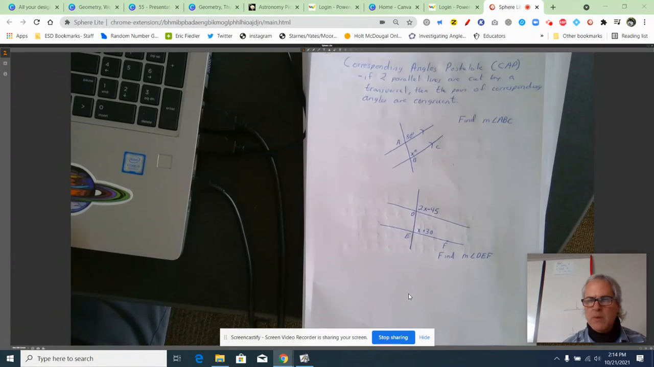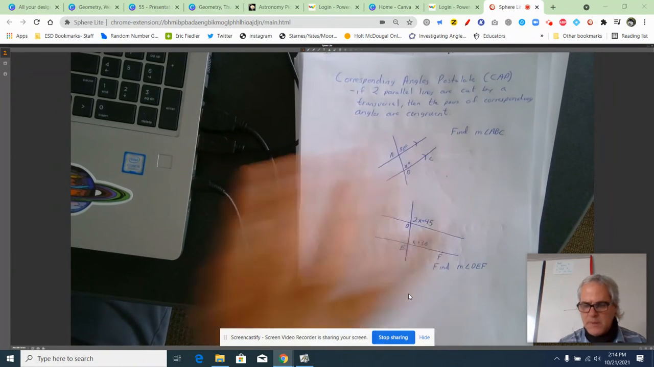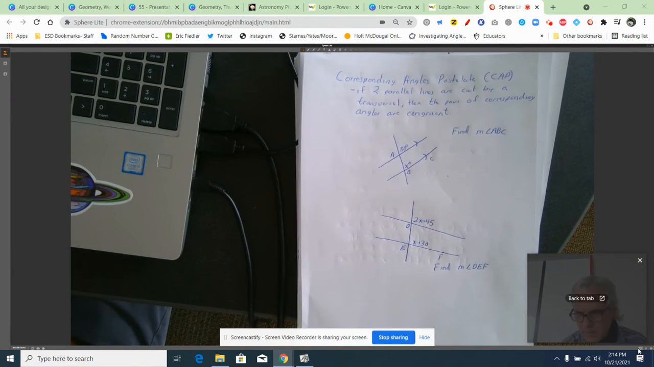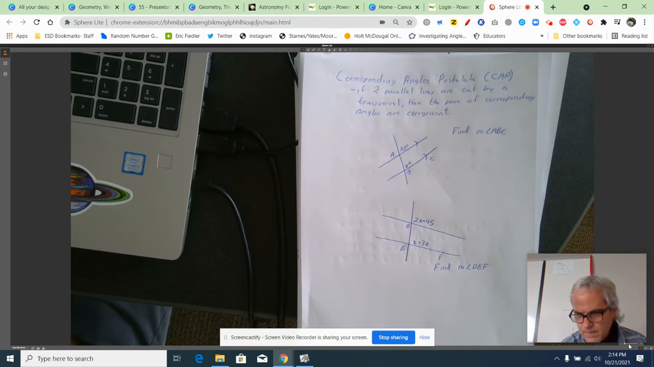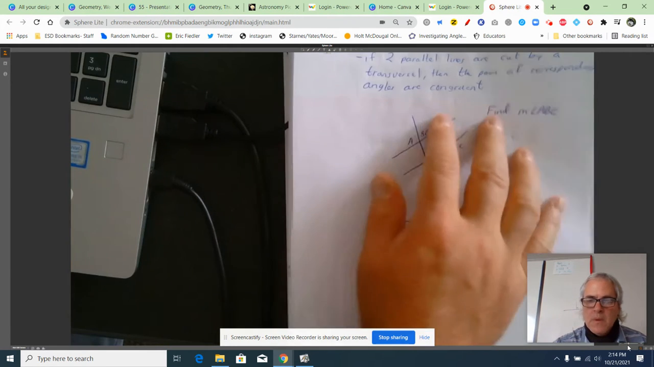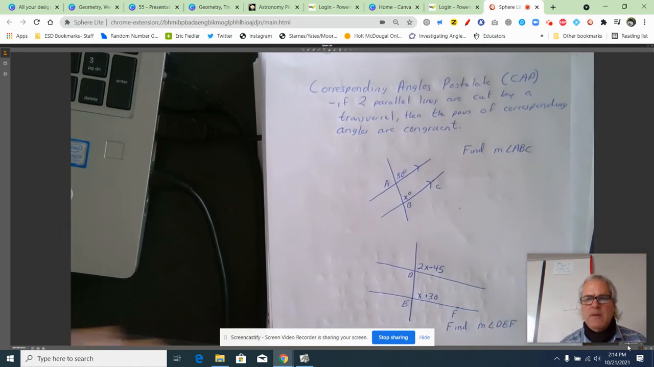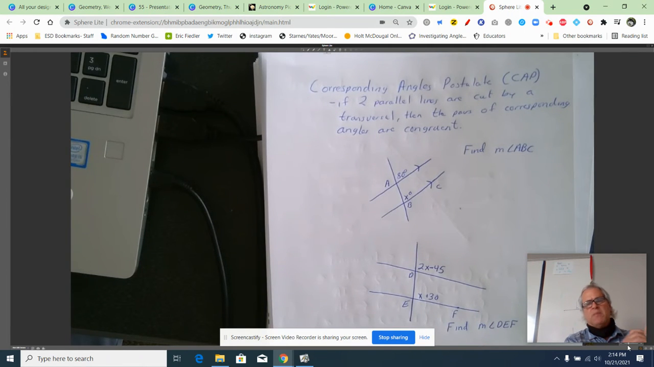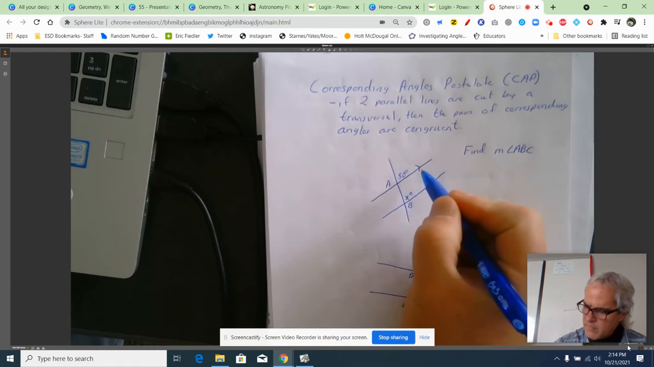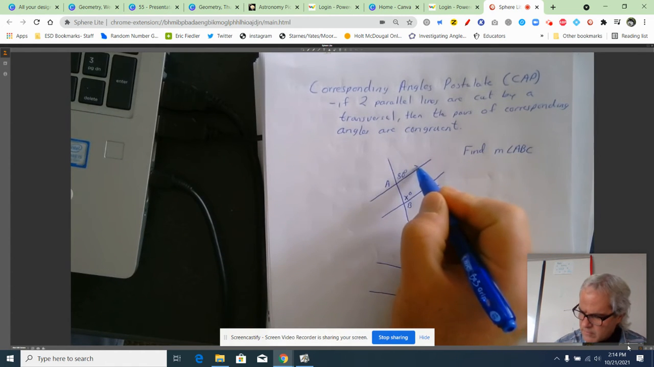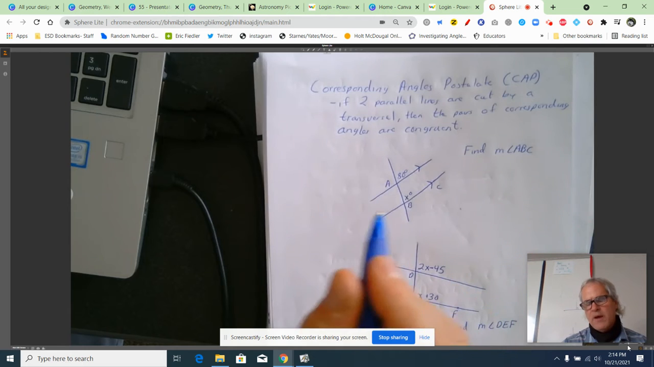Everybody, I want to talk about a postulate called the corresponding angles postulate. Let me zoom in a little bit here. That's a little better, I hope. And so it says if two lines are cut by a transversal and the pairs of corresponding angles are congruent.